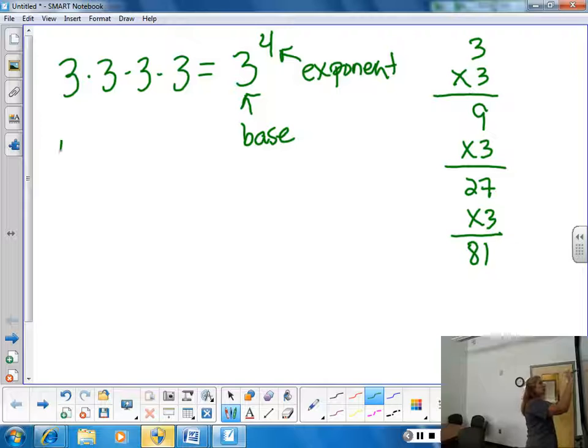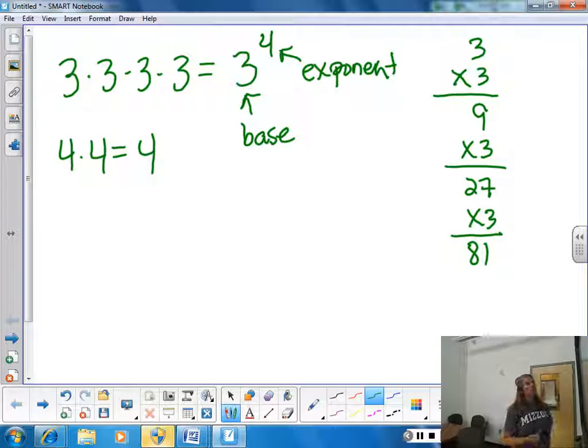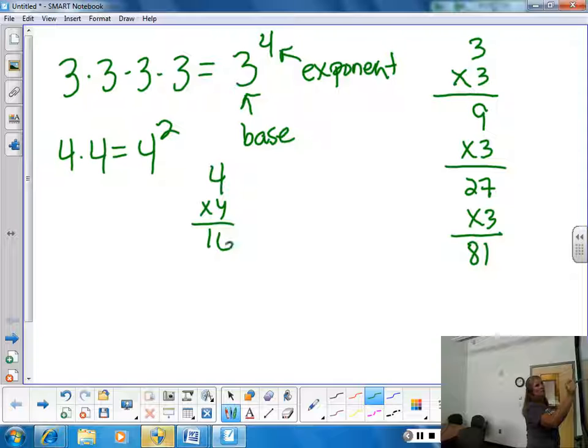So if I have 4 times 4, what number is the base? The base is 4. What number is the exponent? There's 2 of them, so the exponent is 2. The answer to that would be 4 times 4, or 16. So you multiply the number times itself. So that's what an exponent looks like.